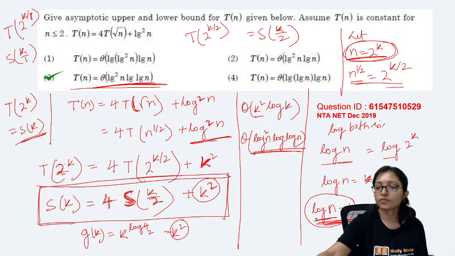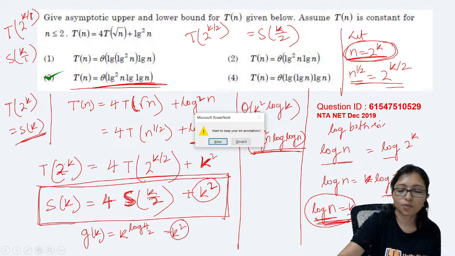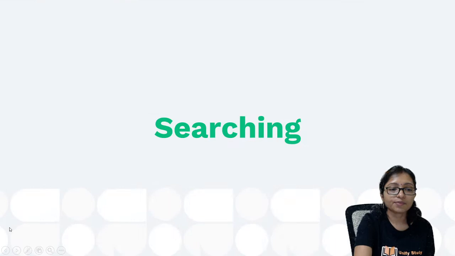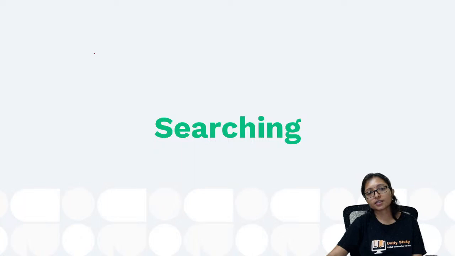Yes. Chalo. So now we will go for the next topic. The next topic is the searching algorithm. So how many types of searching algorithms are there? There are mainly two types of searching algorithm. One is linear search, another is binary search, right?